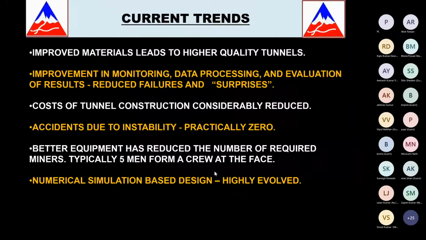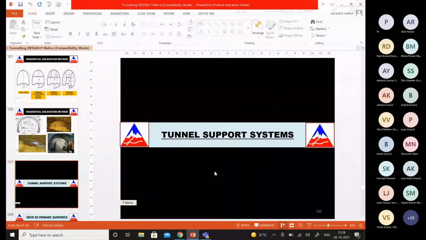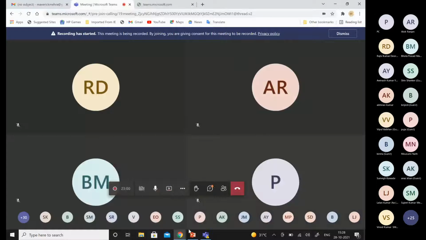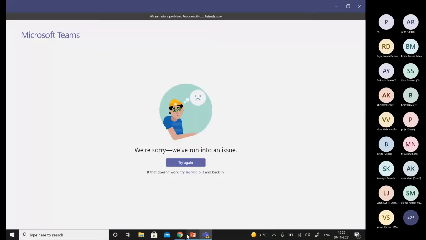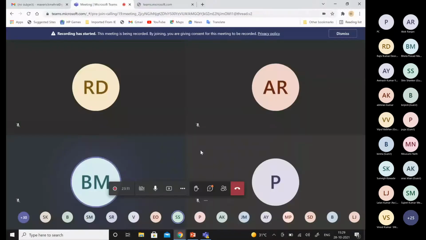We finished with tunnel support systems. Now, what I'll do after this is cover for all of you a small case study on Rotang Tunnel, where we got into a shear zone and what was done there, just to give you an understanding as to how these things can be improved, or implemented rather.